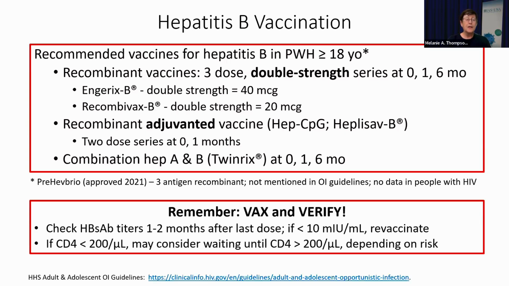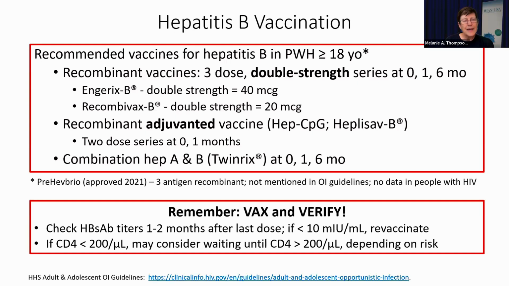So remember, when we're giving hepatitis B vaccines, it's really important to vax and verify. So check those hepatitis B surface antibody titers 1 to 2 months after the last dose. And if those titers are below 10 milli-international units per mil, that is not responsive, and that person needs to be revaccinated. And we'll talk about that.